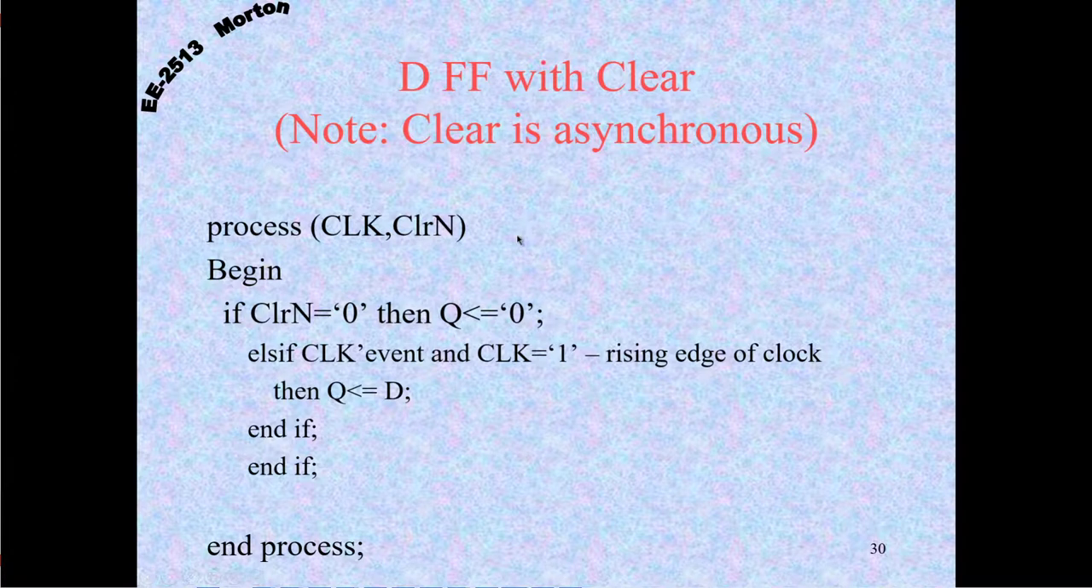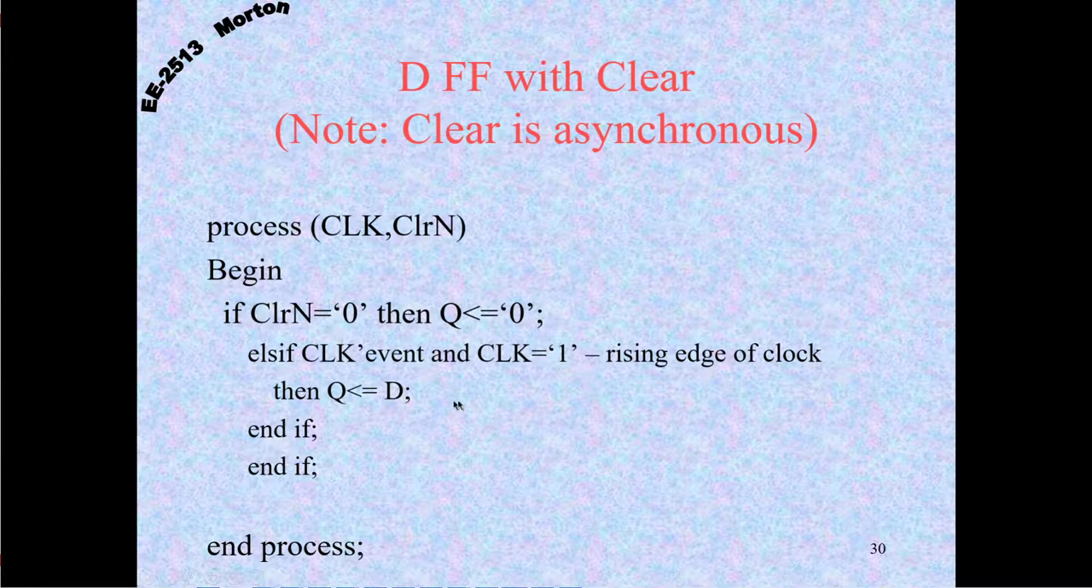All right. And then here we have a clock and a clear not. So if the clear not is asserted, then it's going to basically override the clock. So if clear not equals 0, then Q equals 0. So we clear Q. Else if clock tick event and clock equals 1, rising edge, then Q equals D. End if. So you can see in this case, this is a D flip flop with a rising edge clock, and a clear not that is active low.